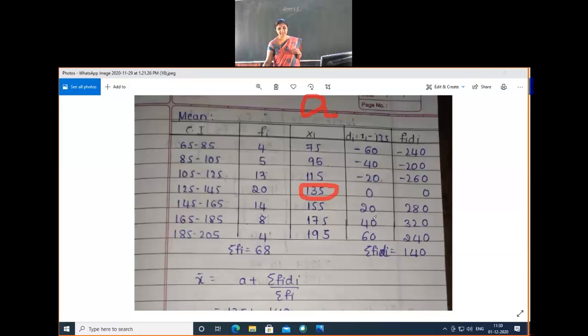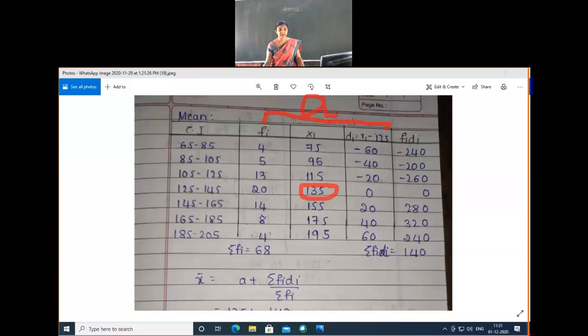155 minus 135 is 20. 175 minus 135 is 40. Then 195 minus 135 is 60. See here: minus 60, minus 40, minus 20, 20, 40, 60. So why do we have to choose the middle value only? It is very easy to take the count. Okay. Now the last one, Fi into Di.